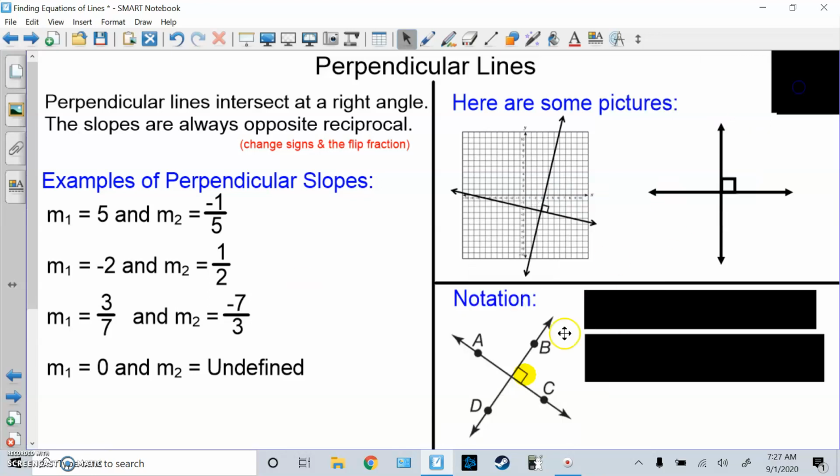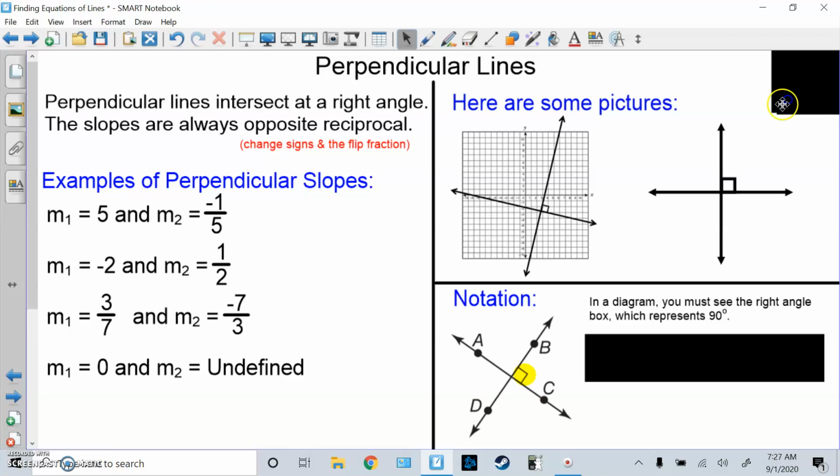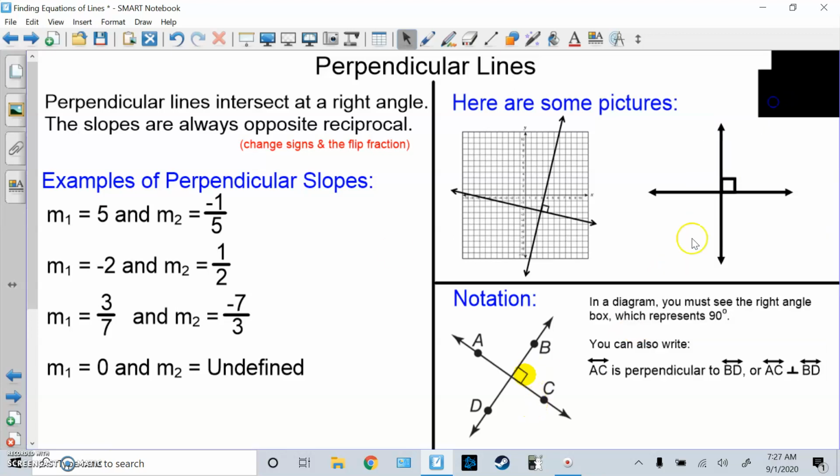Notation. In the diagram, you have to see the right angle box. That means 90 degrees. Or if you want to write it, you'd say line AC is perpendicular to line BD, or there's a symbol right here. You say line AC is perpendicular to BD with this perpendicular symbol. It's basically like an upside down T. It's a horizontal line with half a vertical line on it.